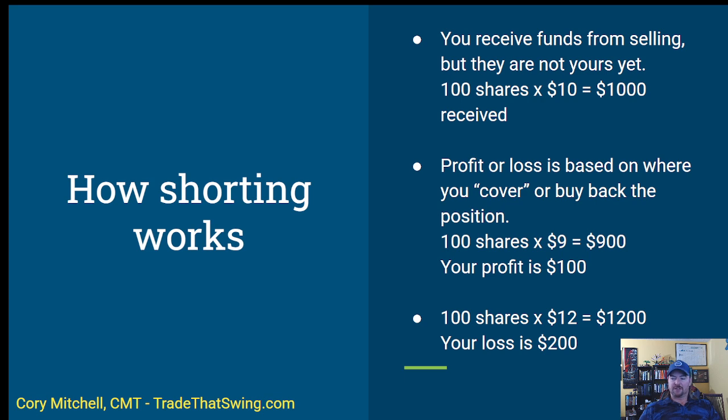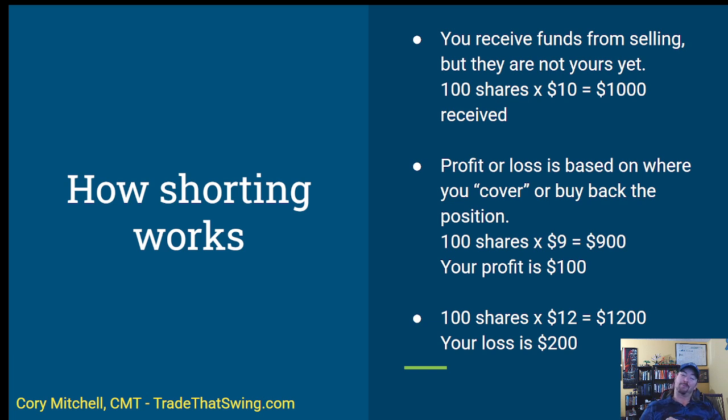Let's say the price does drop and you close that position at $9. You have to buy at $9. So you're buying 100 shares at $9. That's going to cost you $900. You initially received $1,000. So your profit is $100.